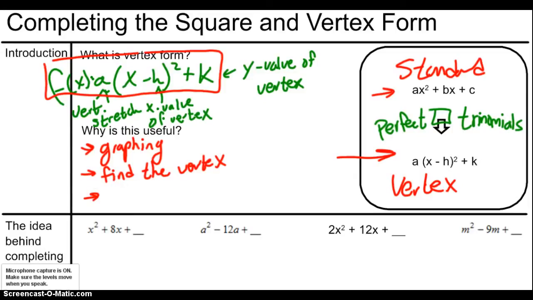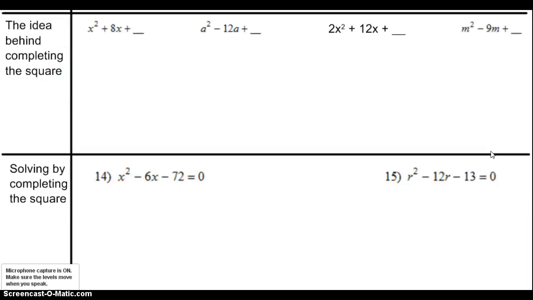So the last one is to solve without factoring. All right, so our objective is going to be to change an equation from standard form into vertex form by using perfect square trinomials. So here's the idea behind completing the square. What we're going to need to do is start with an expression like this, x squared plus 8x plus blank. We're going to put something in that blank so that this whole expression becomes a perfect square trinomial. How's that going to work?